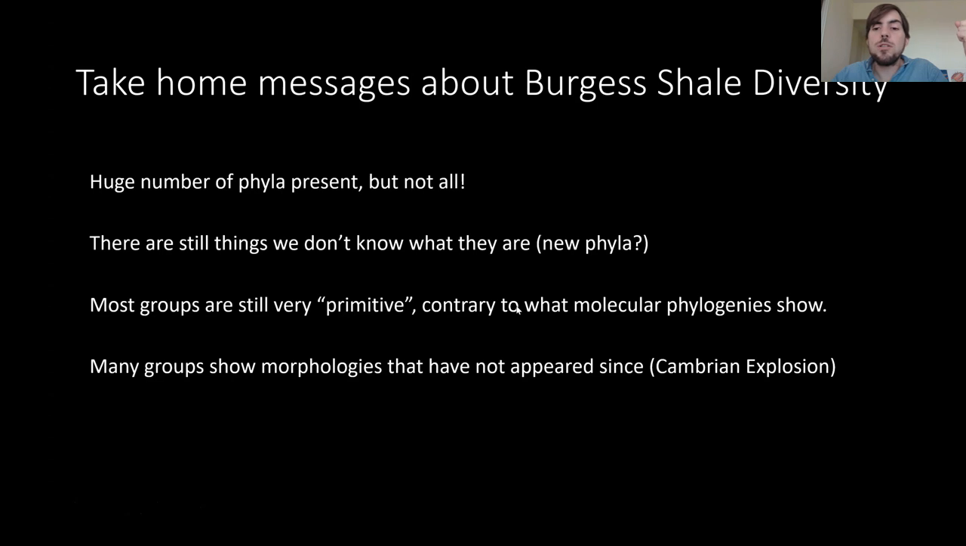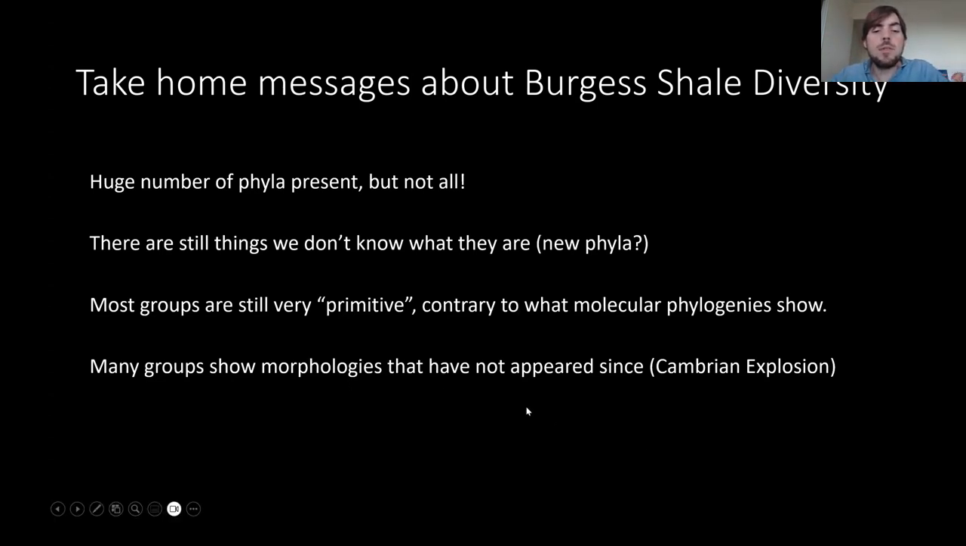Molecular phylogenies indicate that we should already have horseshoe crabs, and other types of crabs and lobsters in the Cambrian fossil record, and that's not what we're finding. What we're finding is that these groups were still very primitive. So this gives some type of debate on how we are understanding molecular phylogenies and how we put the fossil record together. This is an interesting debate that we can have.